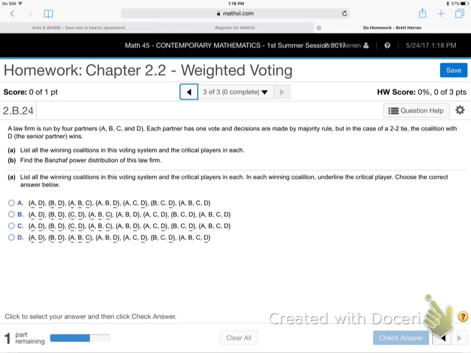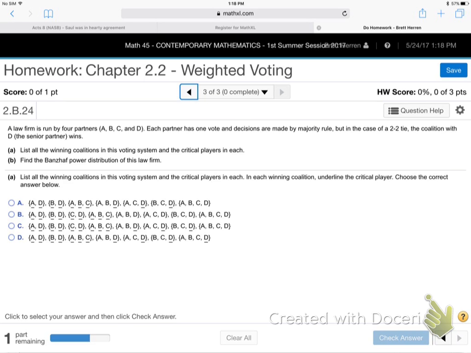All right, so what are we even talking about? We've got this law office with four partners. They make decisions, majority rules. Makes sense? If 3 people want to do something and 1 doesn't, they do it. But what do they do when it's a 2-2 tie? How do they decide what to do?